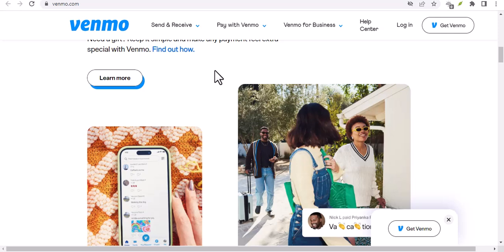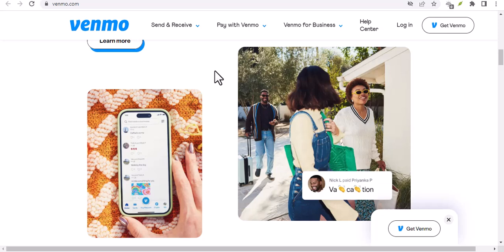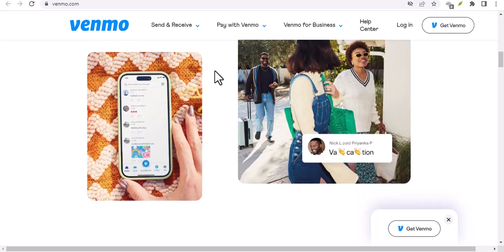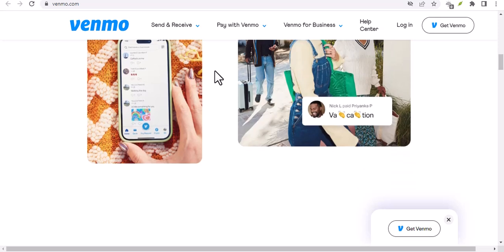Unauthorized transactions. If someone uses your Venmo account without your permission to make unauthorized payments, you can report these transactions to Venmo. They will investigate the matter and potentially reverse the payments.